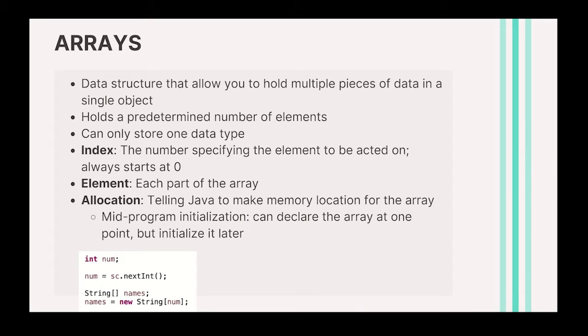Alright, so what are arrays? Arrays are data structures that allow you to hold multiple pieces of data in a single object. So previously, all the variables that we had could store one thing. An int stores just one number, and a string stores just one phrase. But what if you wanted to have a list of numbers or a list of phrases? Well, arrays allow you to do that. So arrays hold a predetermined number of elements, and they can only store one data type.